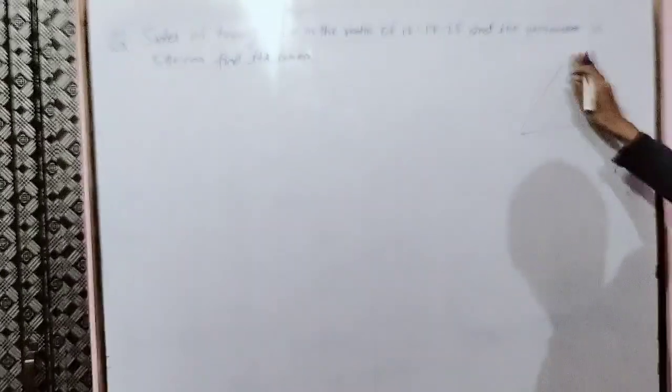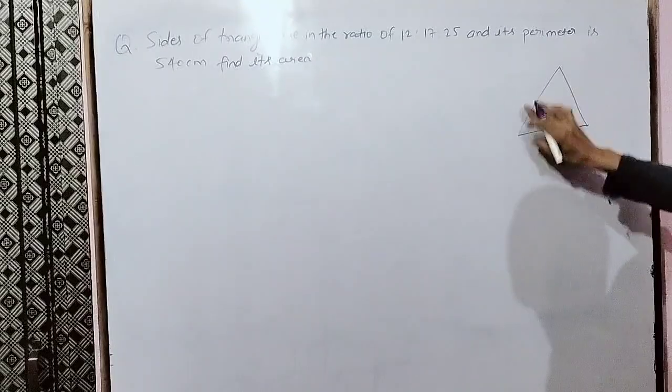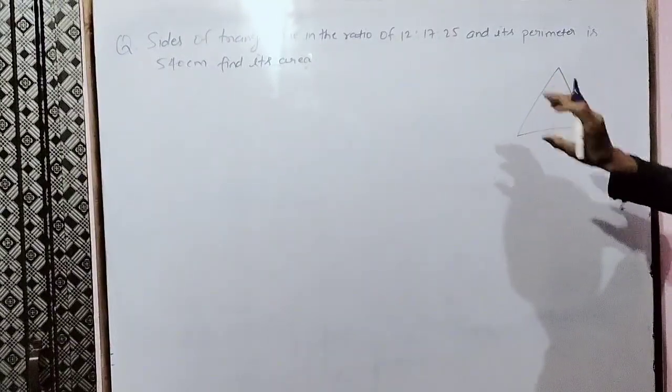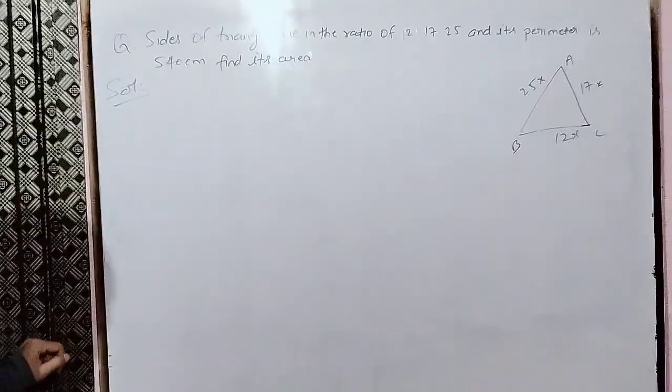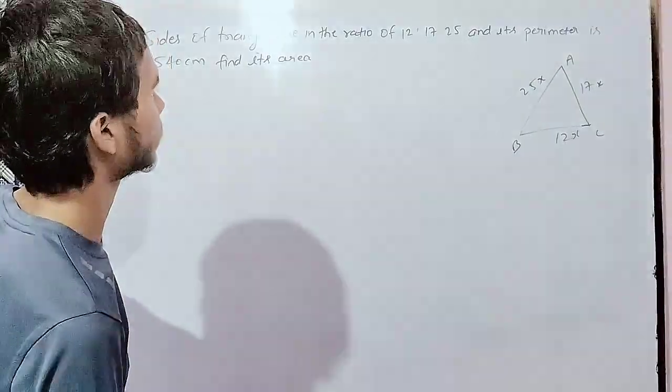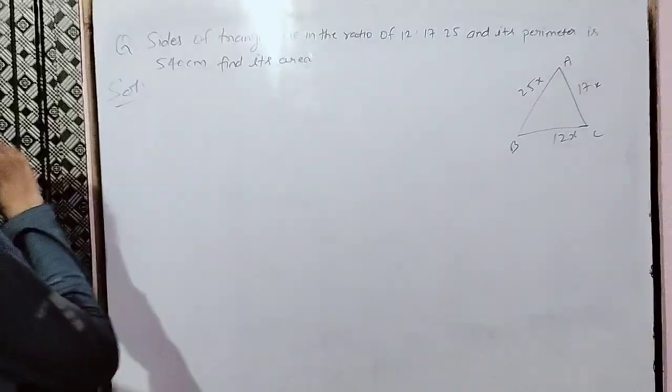So we have a triangle. The sides of this triangle are not given exactly. Rather, the sides are in lowest form. You can take this as 12, 20, 25. We are applying the variable x because we don't have the exact measure of each side. Now, the sides of the triangle are in the ratio of 12, 20, 25. First we will find the exact measure of this triangle.